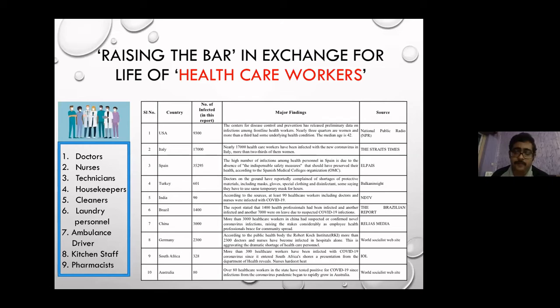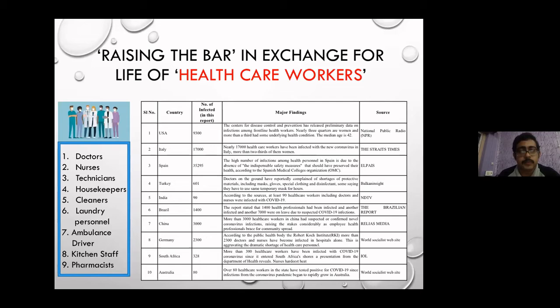So question yourself, in the last 2.5 or 3 months, have you seen an ambulance driver wearing a PPE mask? The answer would be mostly no. And as a result, this table may not be visible to you, because I have just taken 10 examples, but there are thousands of examples where countries like USA, Italy, Spain, Turkey, India, Brazil, China have reported the death of healthcare workers, and the numbers are 17,000, 35,000, 600, 14,000, 3,000, 23,000, and many more. That means we have lost a huge number of healthcare workers in the fight to battle COVID-19. So definitely, this is not how we try to raise the bar. Instead of raising the bar, the world has lowered the bar by losing healthcare workers, which is definitely a very important criterion we need to think upon.